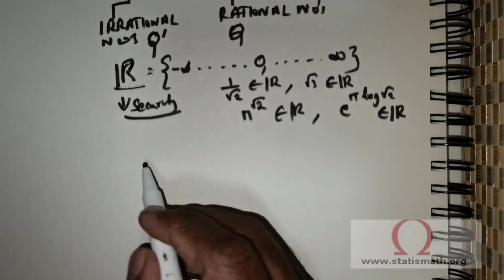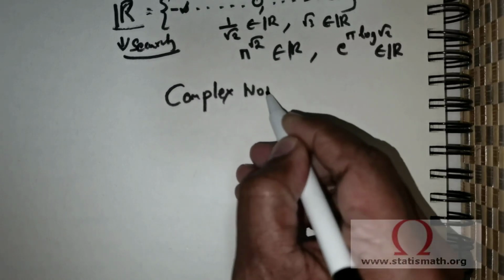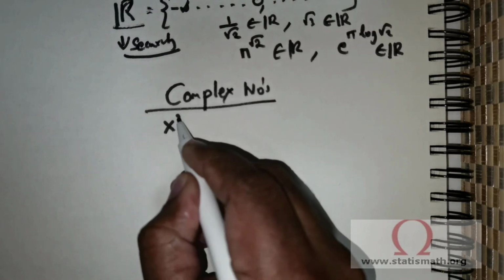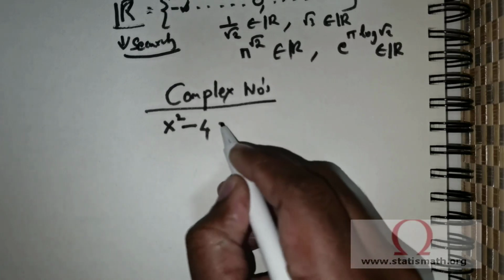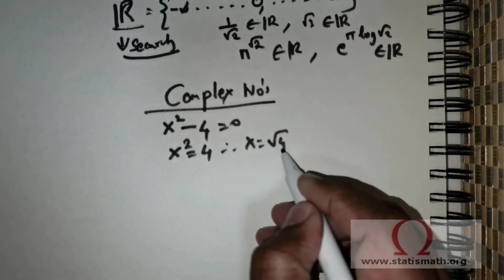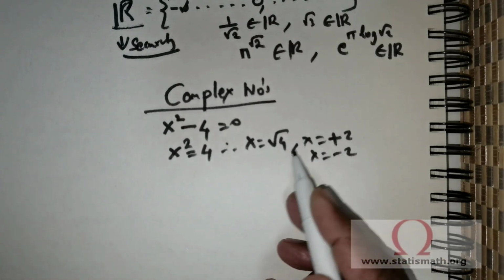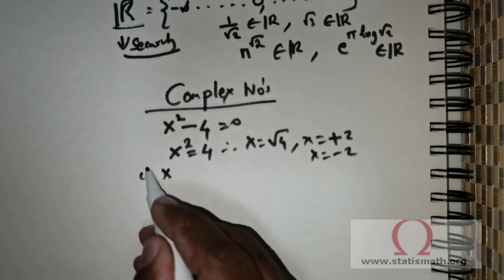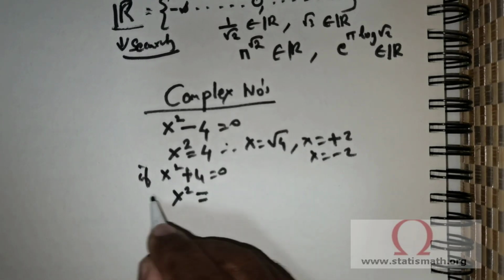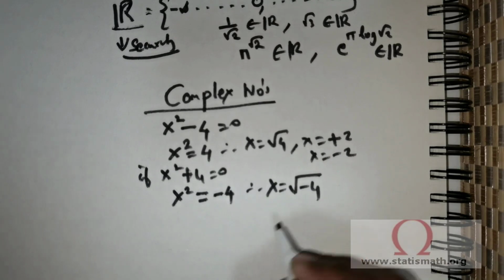Now, coming back to this topic, complex numbers, why did we exactly need to know all of these? For the simple fact that if I were to give you x squared minus 4 equal to 0, then you would be able to tell me x squared is equal to 4. Therefore, x is equal to root of 4, so x is equal to plus 2 and minus 2. You would be able to arrive at the solution. But if I were to give you x squared plus 4 equal to 0, then you would end up with x squared is equal to negative 4. Therefore, x is equal to root of negative 4.